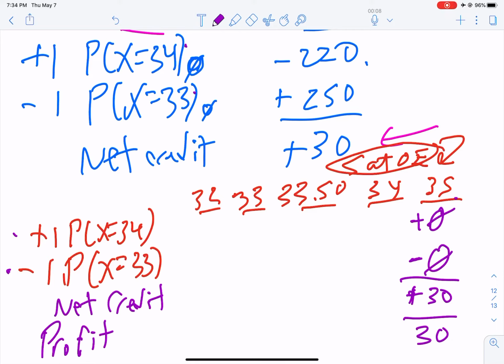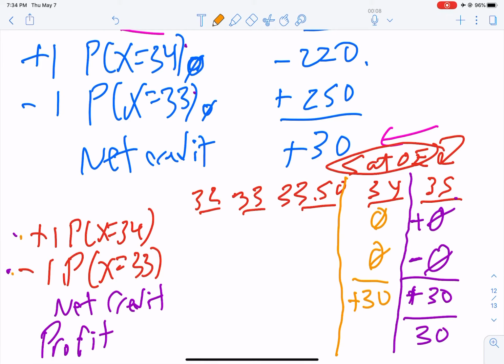What if the stock price is 34 at option expiration? Well, this put is at the money, it expires worthless. This put is out of the money, it expires worthless. So 0, 0. We still get our net credit of 30, and our profit is 30. Okay, interesting.